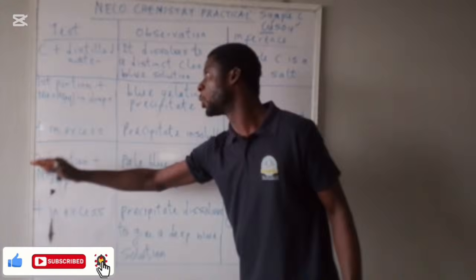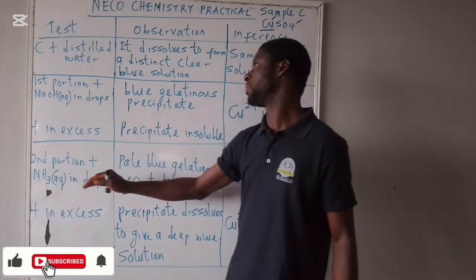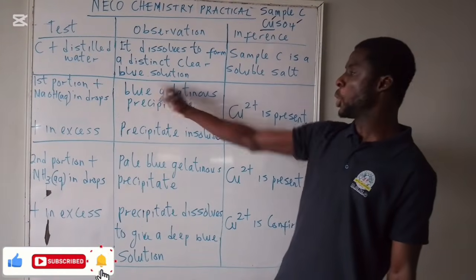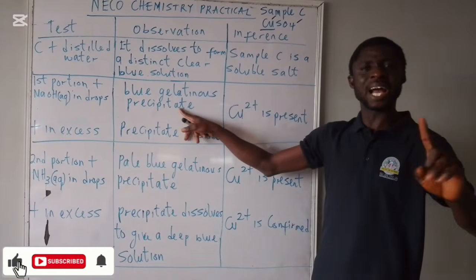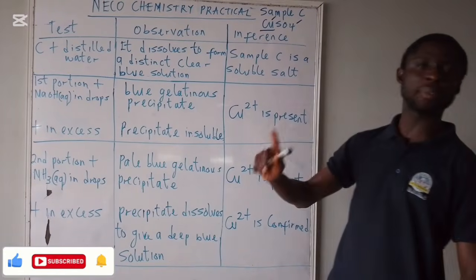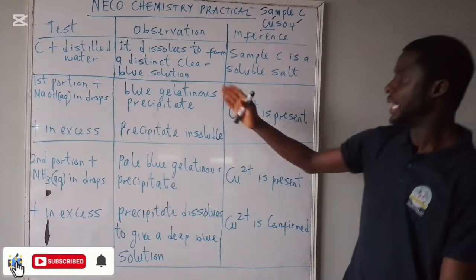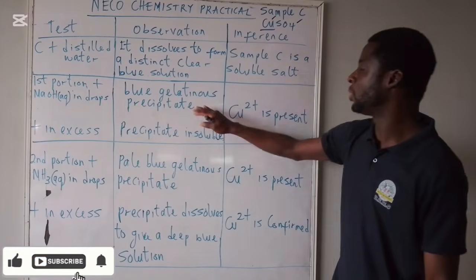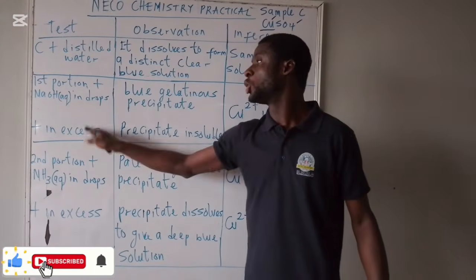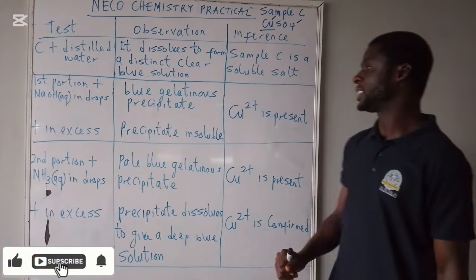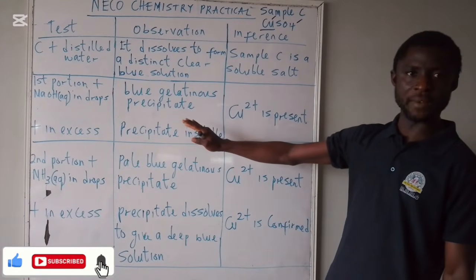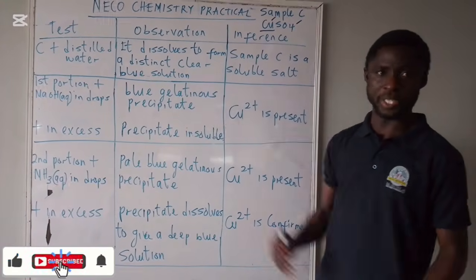So to our first portion, we add sodium hydroxide in drops. If your observation is a blue gelatinous precipitate, there's no other cation that will give us this blue gelatinous precipitate except copper. So if you add sodium hydroxide in drops and get a blue gelatinous precipitate, copper is present. And if you add sodium hydroxide in excess, your precipitate will still remain insoluble. That means you are still getting the same observation, which is a blue gelatinous precipitate.